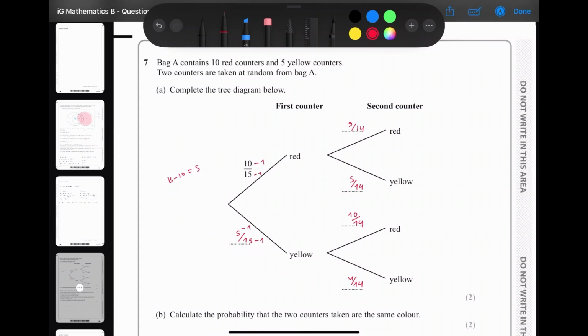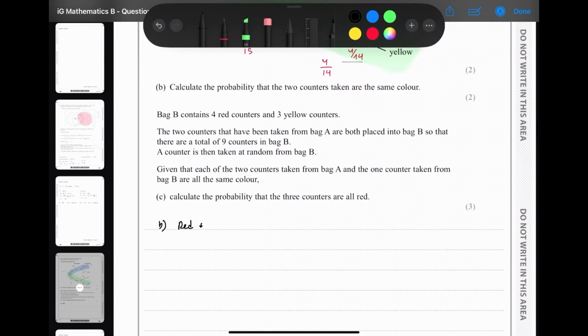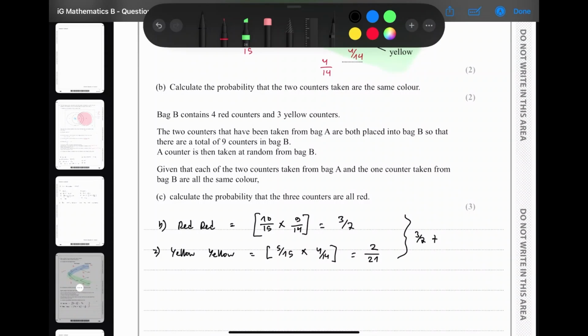For B, we are asked to find probability of same colors. So, we will multiply the same color paths like the blue shade for reds and green shade for the yellows and then sum them up. First, we will multiply both the reds ratios. Now we will do the same and multiply the yellows. For the final answer, we will just add these two up.